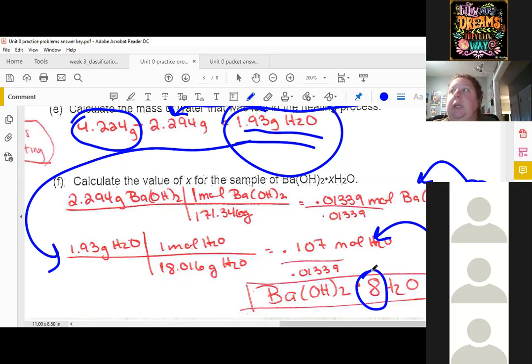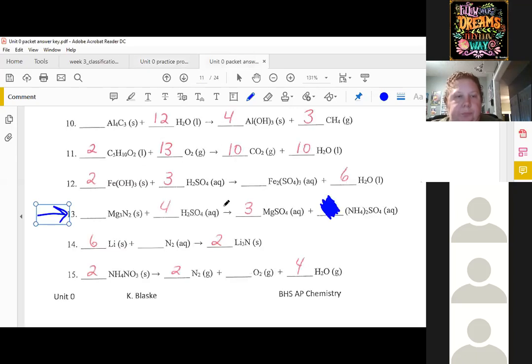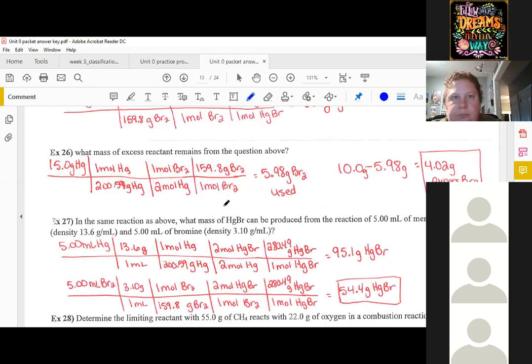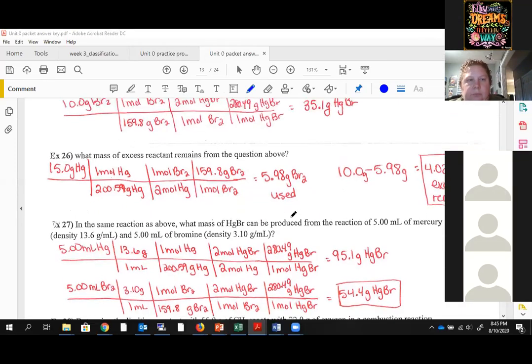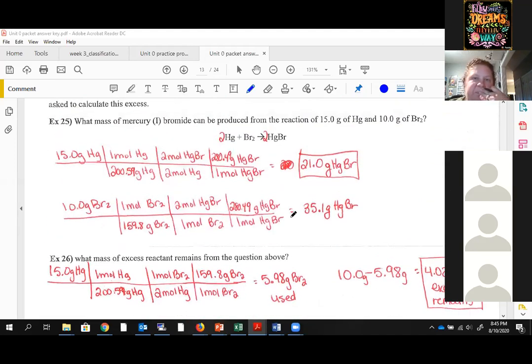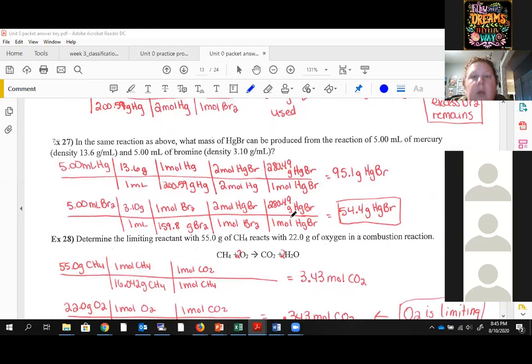Miss Blaschke? Yes, sir. Can you go to page 13 real quick? Of the packet? Yes. Okay. If you look at example 25 and then example 28, I don't understand how you add one extra step to the stoich and then there's one less step on example 28.